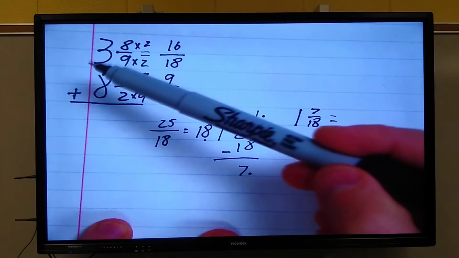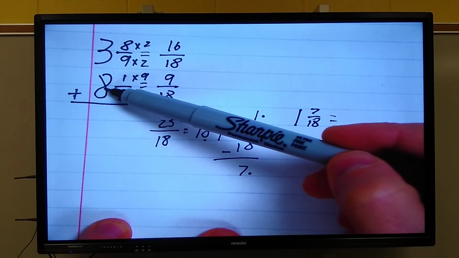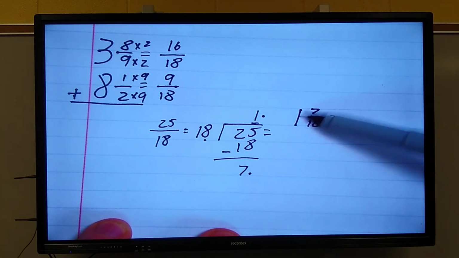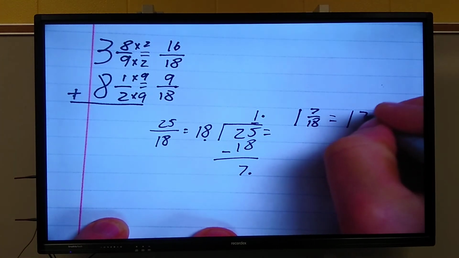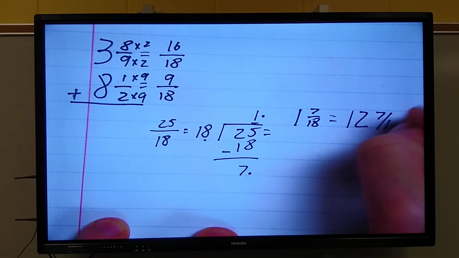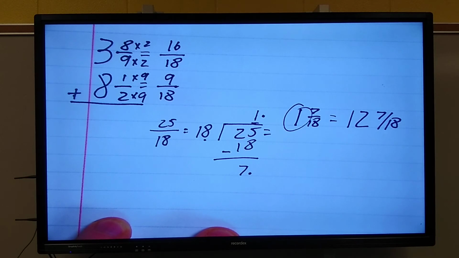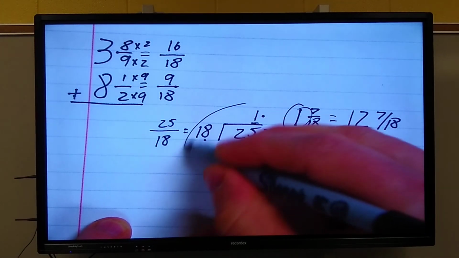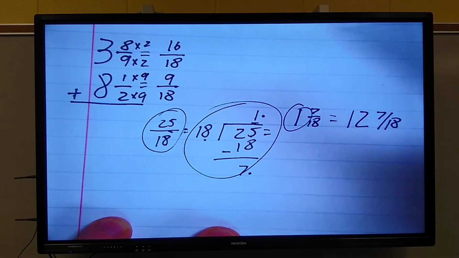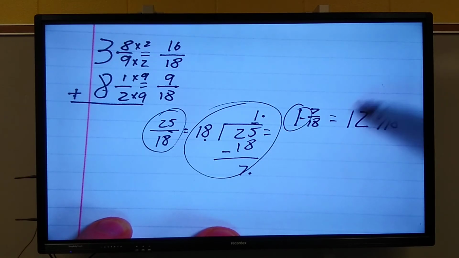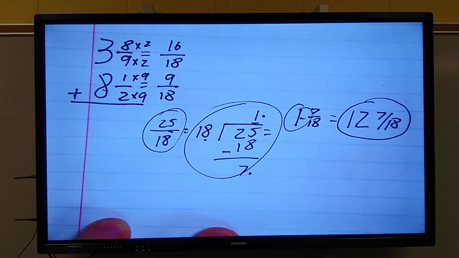All of them. 3 plus 8 is 11. 11 plus 1 is 12. So 12 and 7/18 is the final answer. Do not forget to add this whole number if you had to do this, changing an improper fraction into a mixed number. 1, 2, 3 whole numbers to add on some problems. Do not forget about all that.